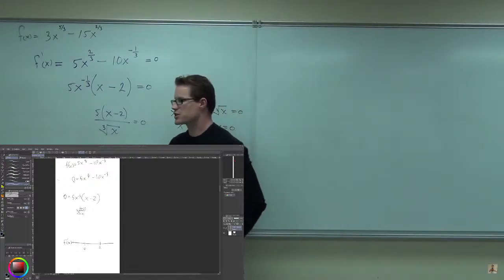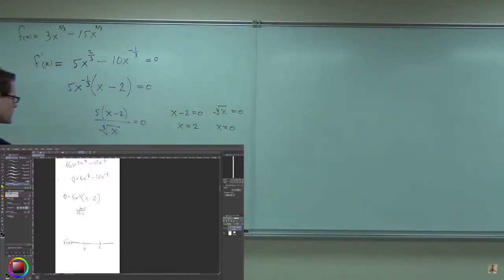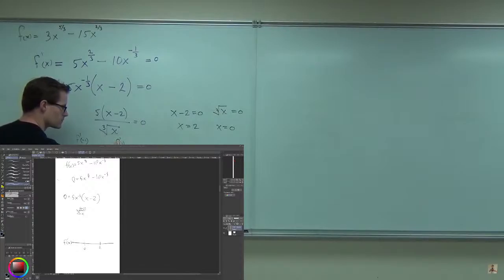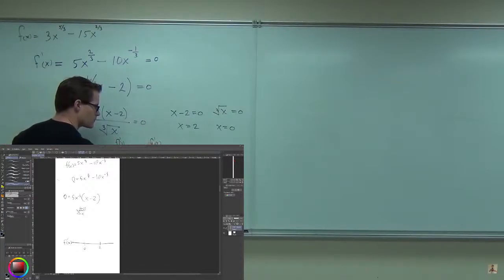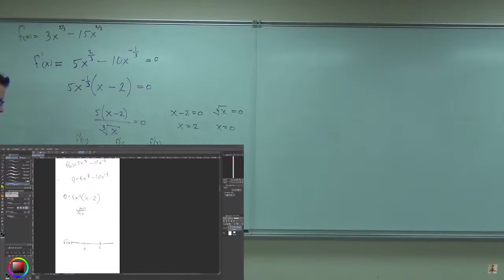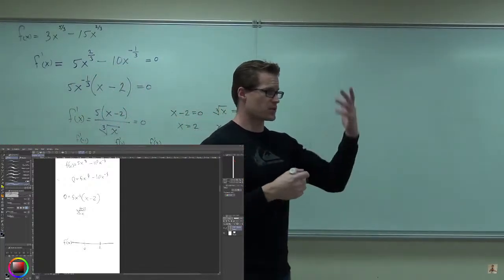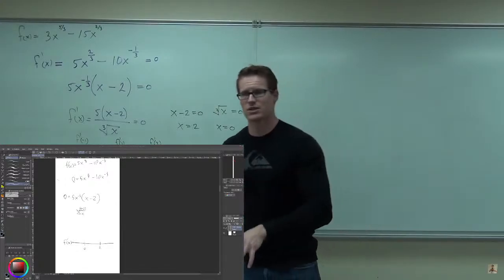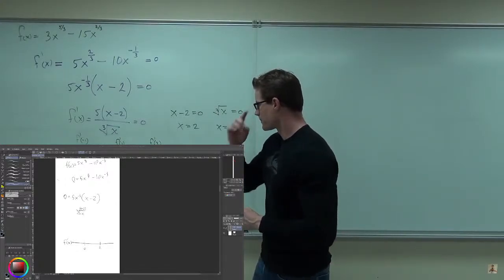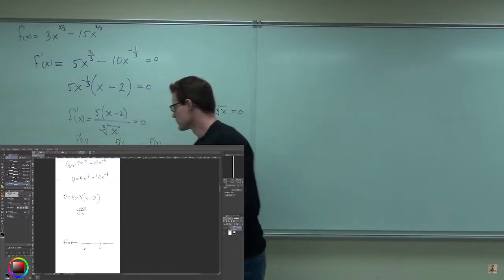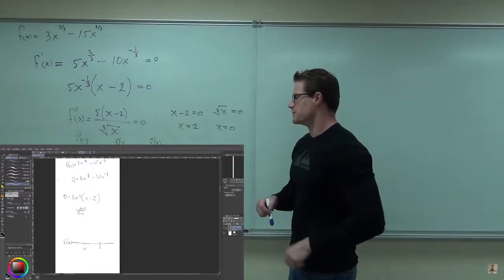So take some numbers here: f prime of -1, f prime of 1, f prime of 3. And we're plugging it into the first derivative, because what I know is that if the slope is positive, I'm increasing. If the slope is negative, I'm decreasing. That's what we want to find out.